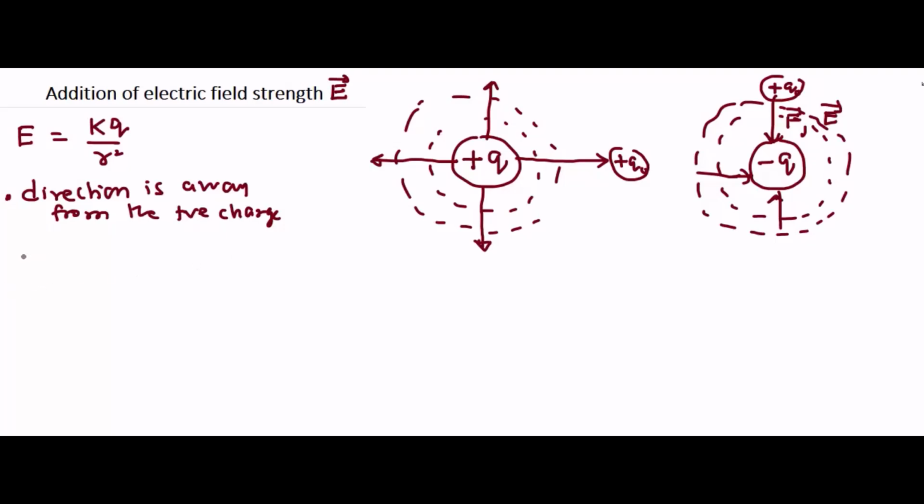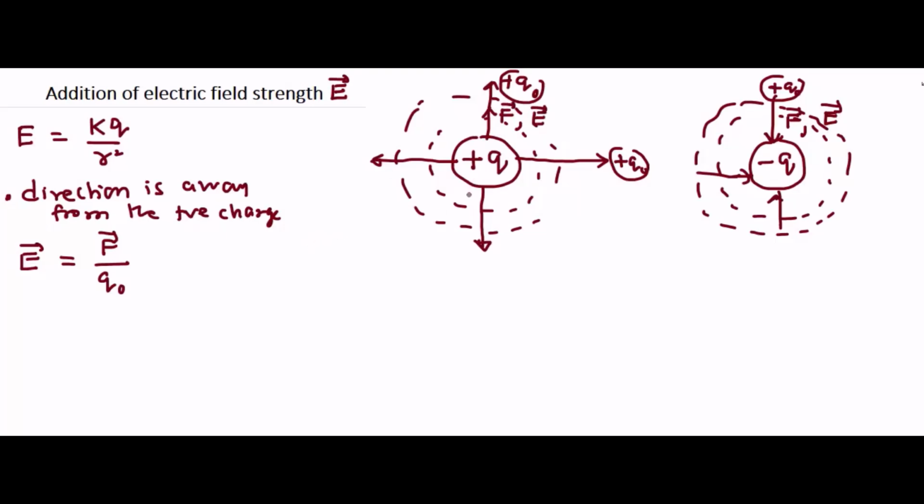Another simple way of understanding is that E we had defined as F over Q0, and therefore whatever is the direction of the force, that will be the direction of the electric field. So in this case we know the force will be repulsive in nature because we have here a positive test charge, and therefore if this is the direction of the force, the direction of the electric field also will be in the same direction. So that's one.